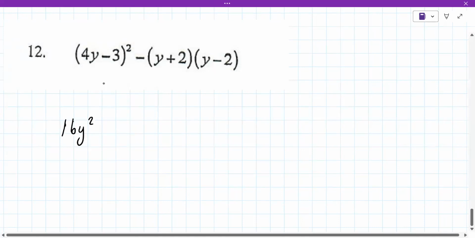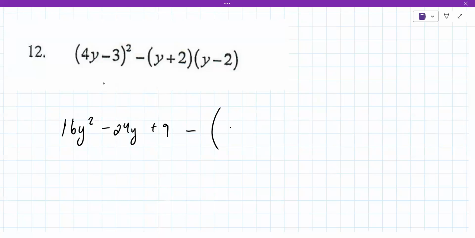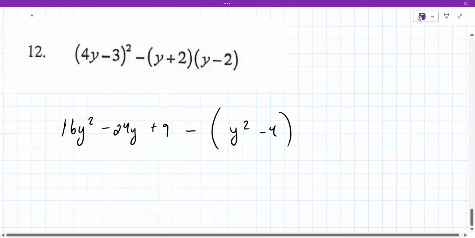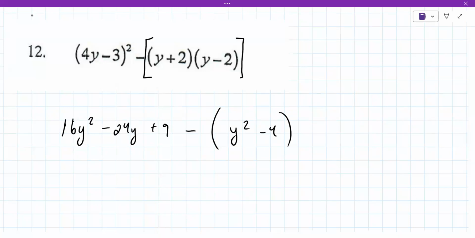Okay, so did you get 16y squared minus 24y plus 9 minus y squared minus 4 like that? Yep. Now you got to be really careful. There's really an extra set of parentheses, brackets, if you will, because you have to negate both the y squared and the 4. Oh, so you have to distribute the negative sign. Yes, exactly. So go ahead and see if you want to rework your answer from there. And then I'll give you another one like these.